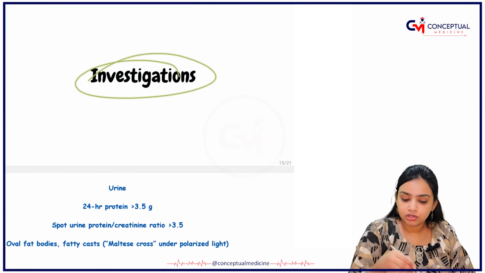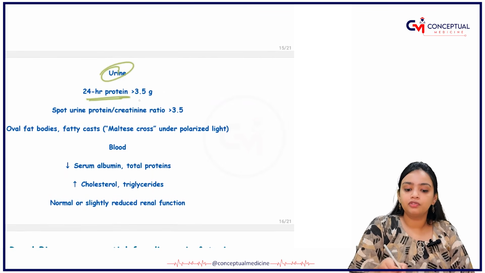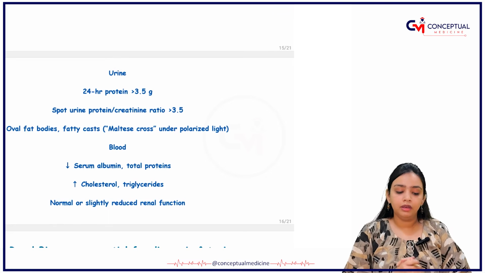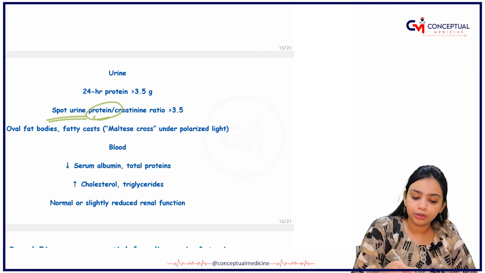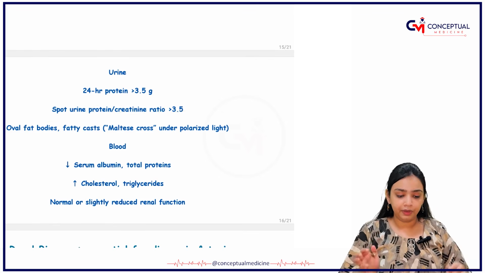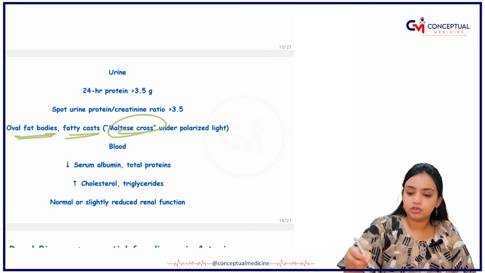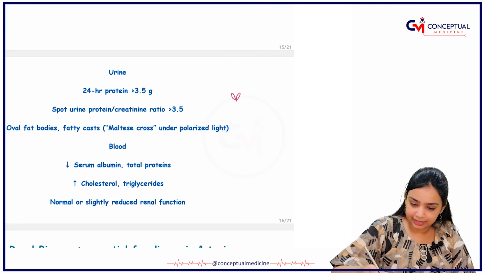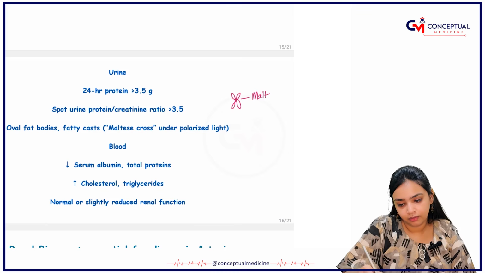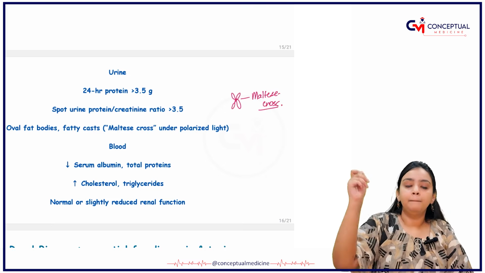What are the investigations we will order? First one is the urine 24-hour protein, and the value should be more than 3.5 grams. Then you will order the spot urine protein to creatinine ratio, it should be more than 3.5. There will be oval fat bodies and fatty casts, that is you will be able to see something called a Maltese cross. This is nothing but your Maltese cross.